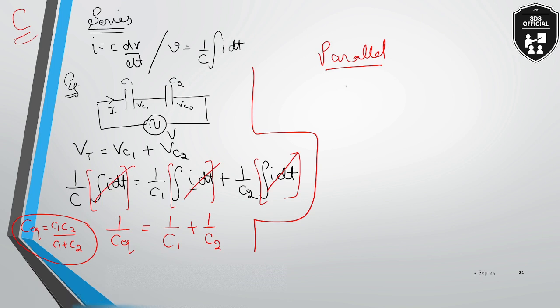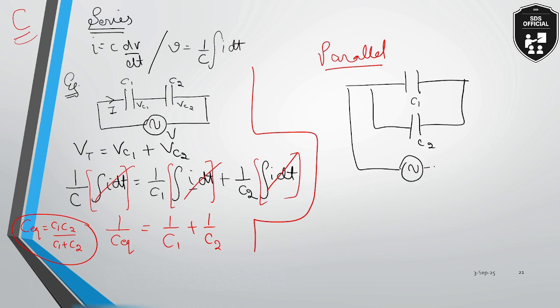So let us say capacitor C1 is connected with capacitor C2 in parallel combination. If they are connected to any voltage source, what will happen? The voltage will remain same and current will get divided. Let us say this is current I. The current in capacitor C1 will be I1 and in capacitor C2 will be I2. So as the current is divided, we will write I is equal to I1 plus I2. Is that clear?